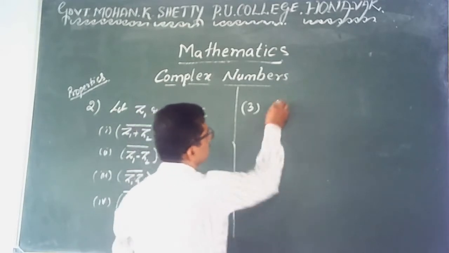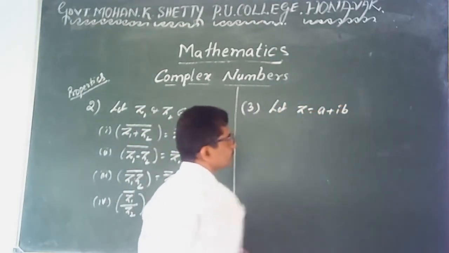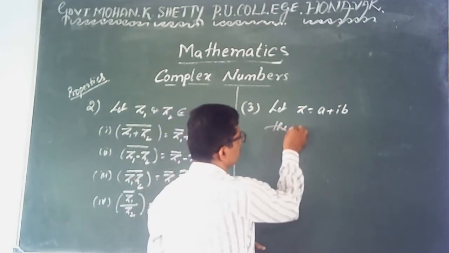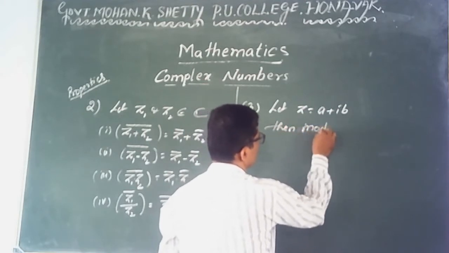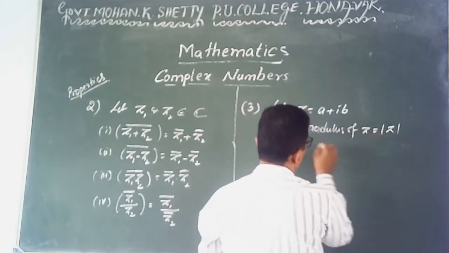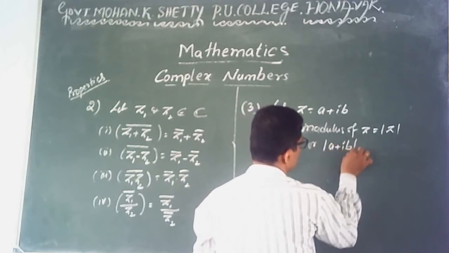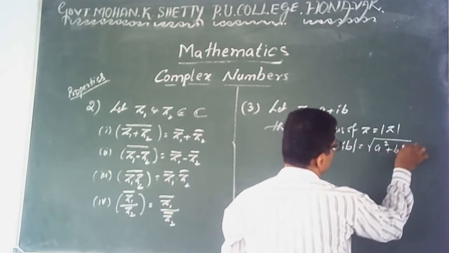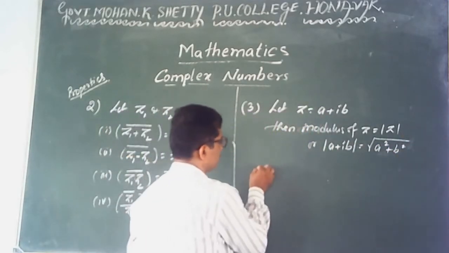You know that given z is equal to a plus i b, modulus of z is denoted by mod z or modulus of a plus i b. You know that its value is the square root of a square plus b square. It is always positive. Is it clear? Here the first one. Here also.